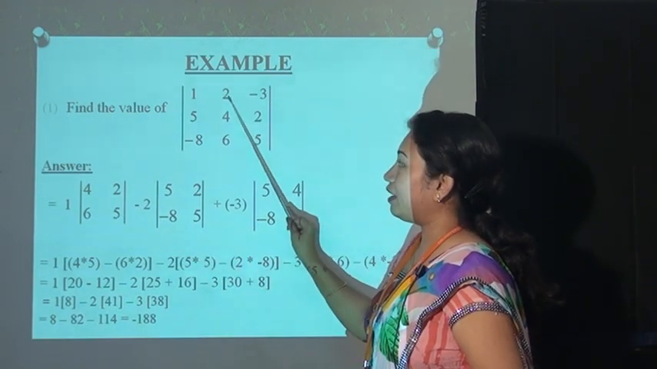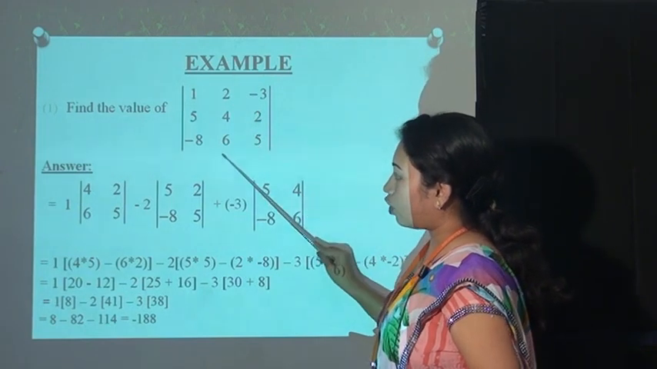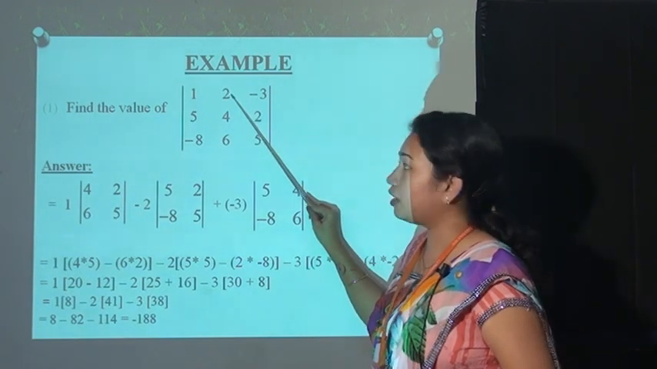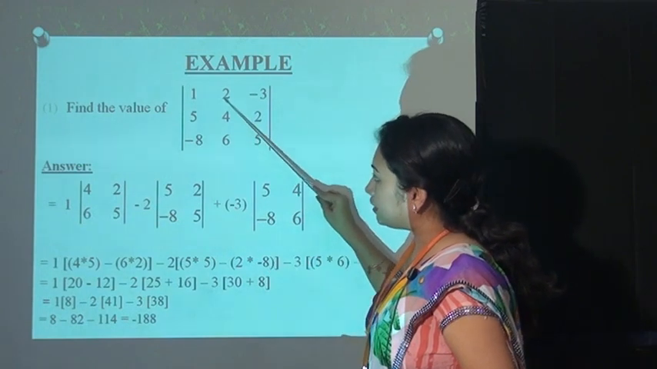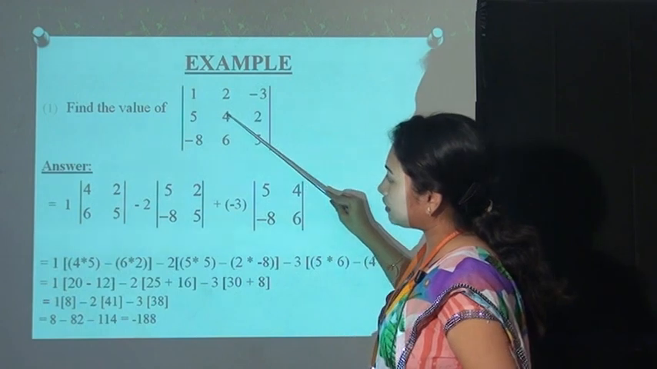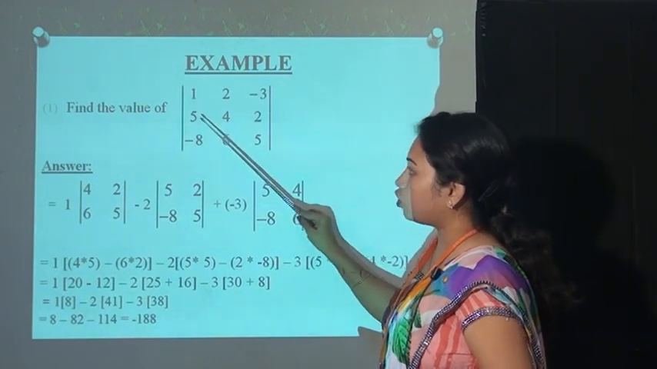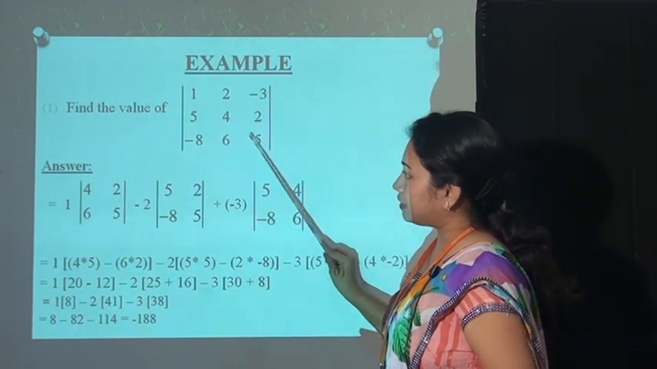Now the second element is 2. 2 is in the first row, second column. So 1 plus 2 means 3. 3 is an odd number, so the sign of this element is minus 2. Now cancel the elements of the same column and same row, that means cancel 4, 6, 1 and minus 3. So the rest of the determinant is 5, 2, minus 8 and 5.